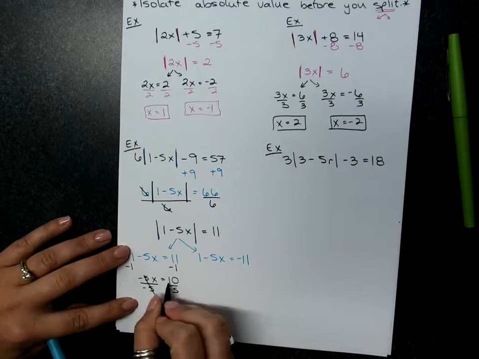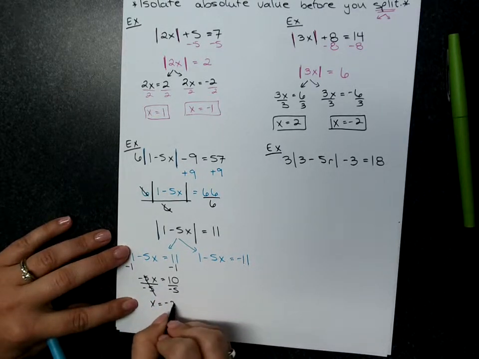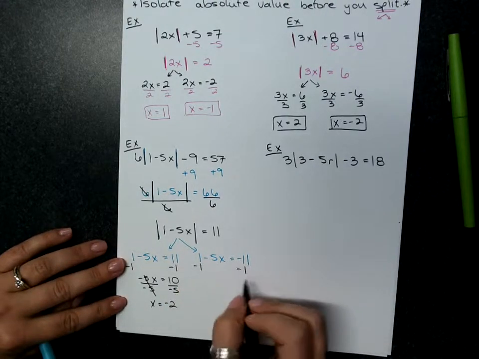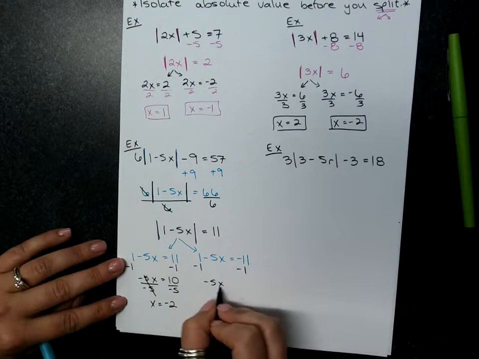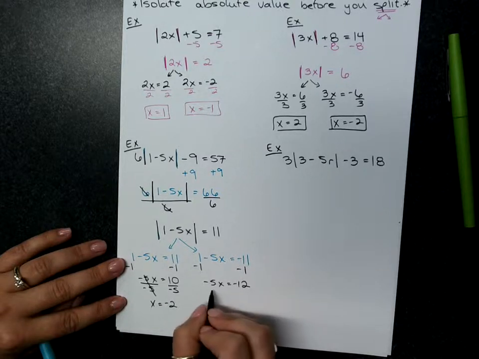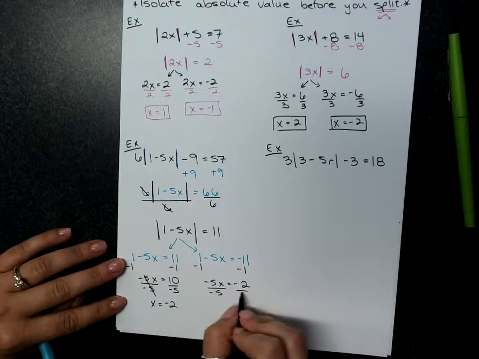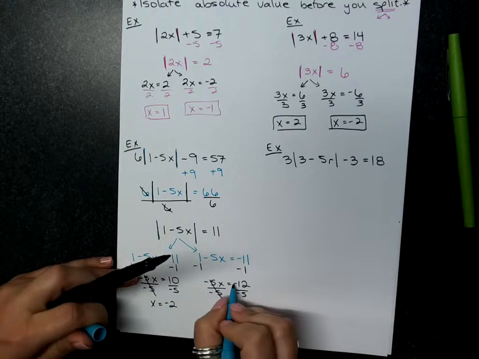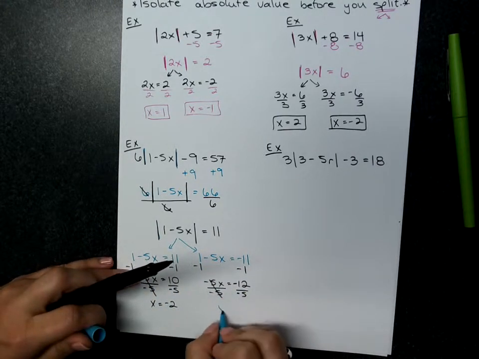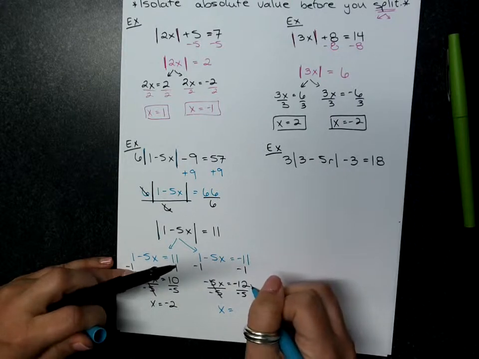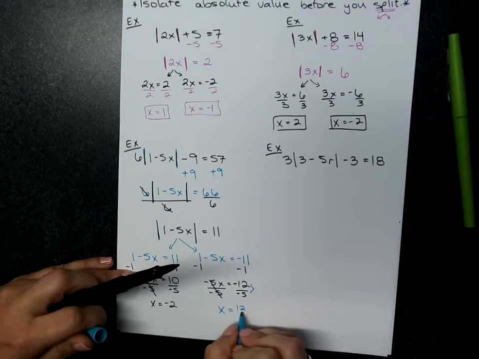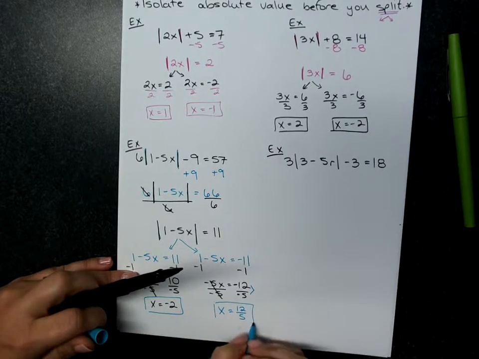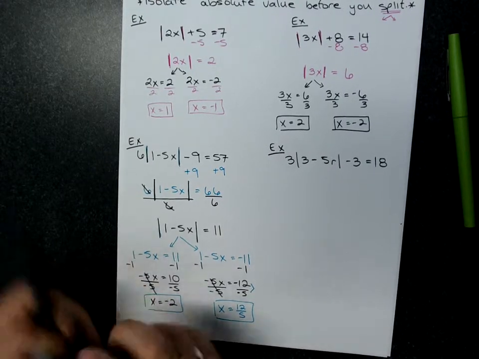X equals positive 10 divided by negative 5 would be negative 2. Same thing over here. We're going to subtract off that 1. That's going to give us negative 5x equals negative 12. Divide by negative 5. Here we have a negative divided by a negative, so it will be a positive. 12 does not divide by 5, so it'll just be 12 over 5. So we still get two answers just like before.